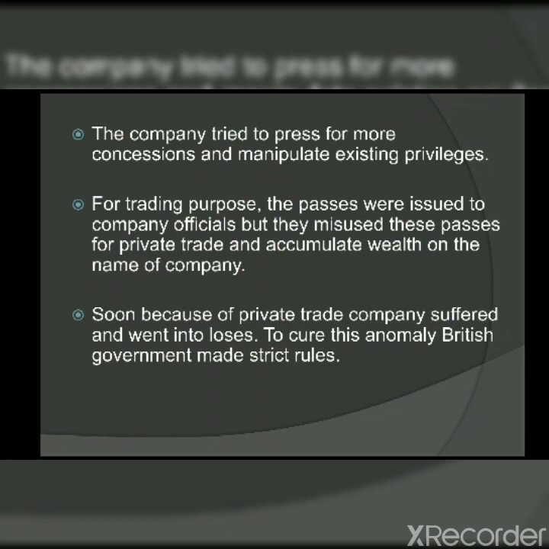Now, the company tried continuously to press for more concessions. But what happened? Aurangzeb's farman, for instance, had granted only the company the right to trade duty-free. This was one of the rights. But officials of the company who were carrying on private trade on the side were expected to pay duty. That means the trading business done other than for the East India Company, private businesses, would have to pay the tax.